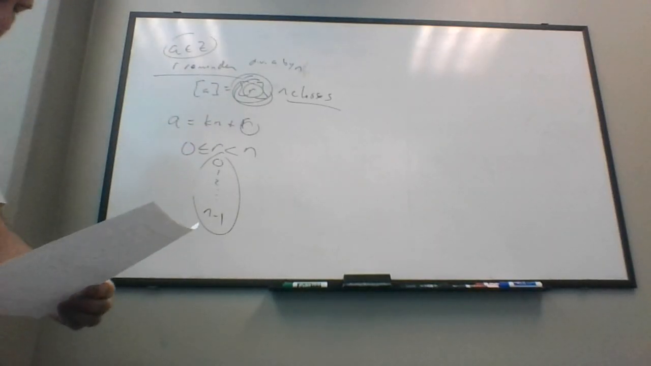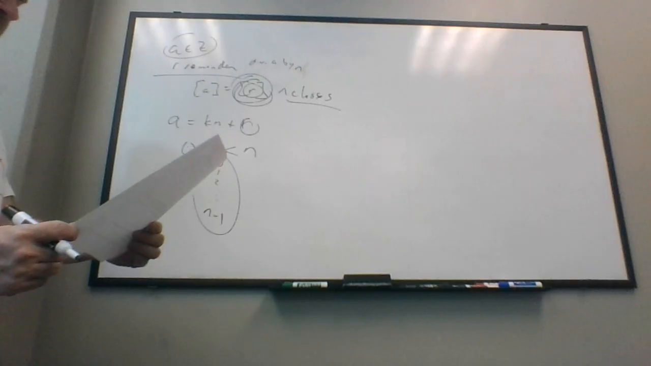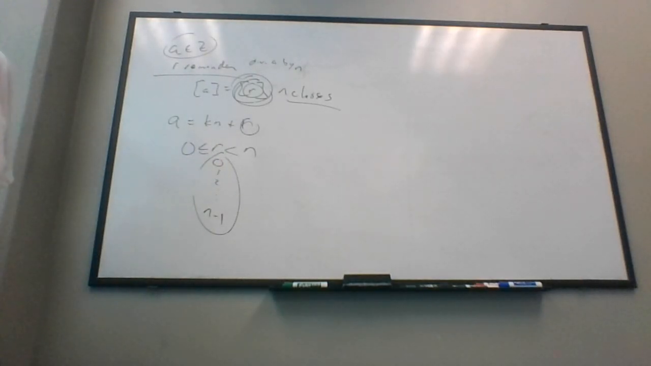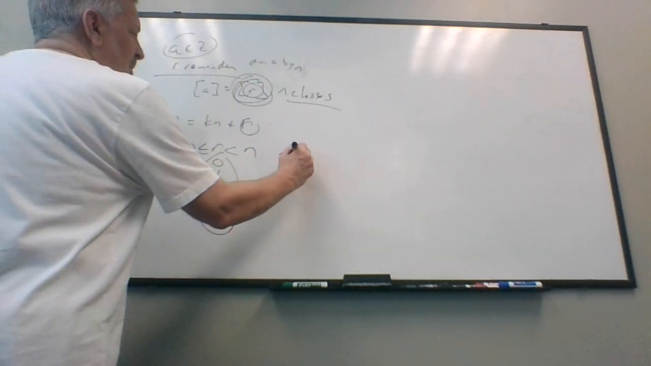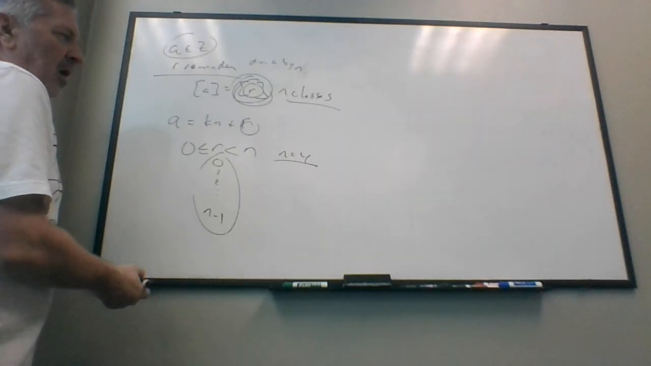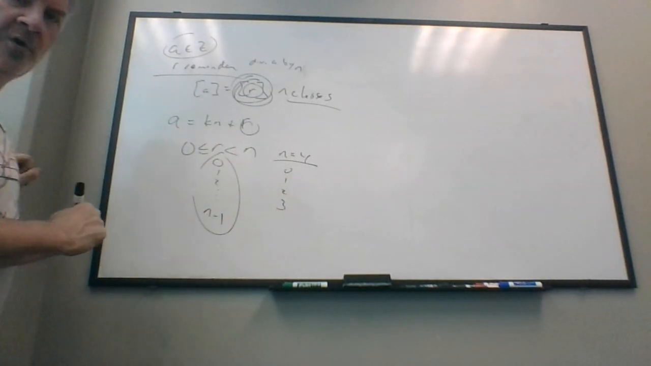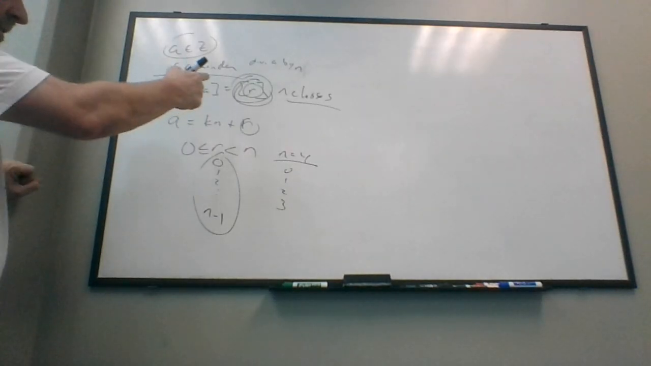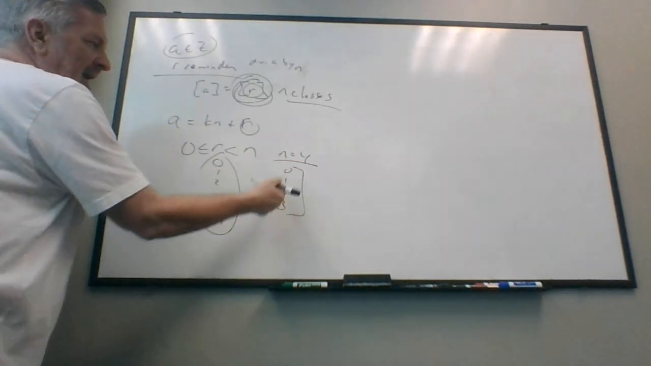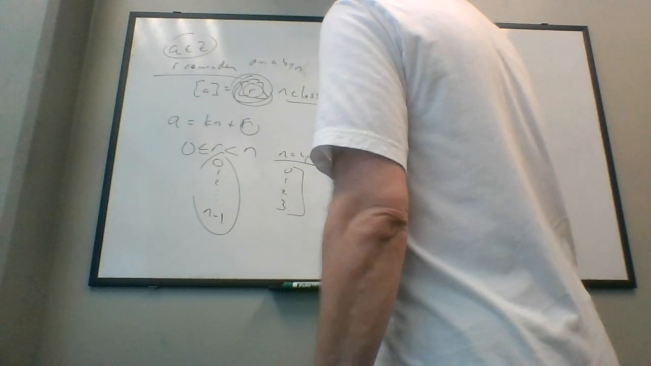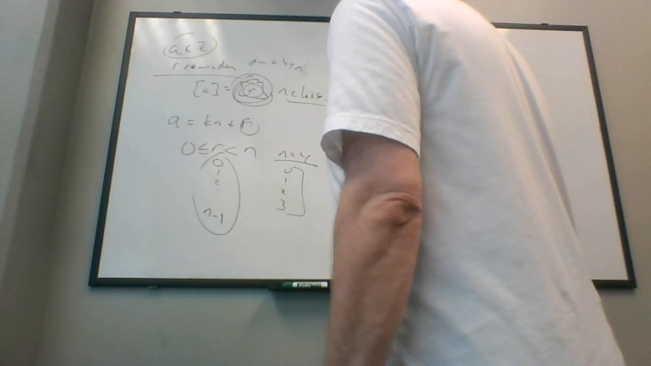Okay, so the example here says find all congruence classes modulo 4. So n is 4. List the elements in each class. If we're doing congruence classes mod 4, what are the possible remainders? 0, 1, 2, 3. There are your 4 classes. That's what this result tells me. If you're doing mod 4, there are 4 classes, and you just put the possible remainders by the division algorithm. So we want the class with 0, the class with 1, the class with 2, the class with 3.